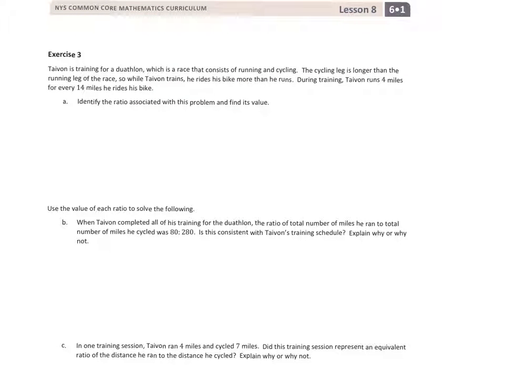This question talks about a race with cycling and running, and since it's a longer cycling leg than running, he just rides his bike more than he runs when he trains. So for every 4 miles that he runs, he rides his bike for 14 miles. And it wants us to find the ratio and then find its value.